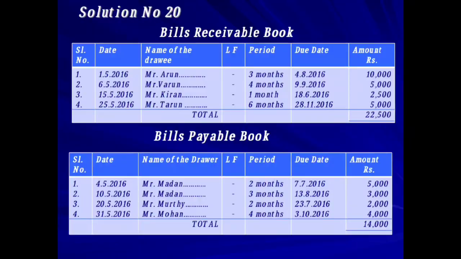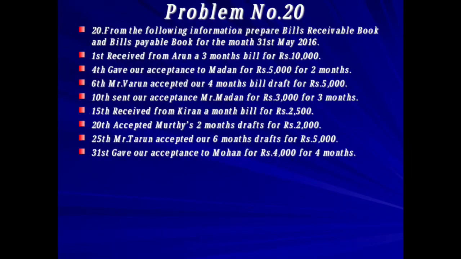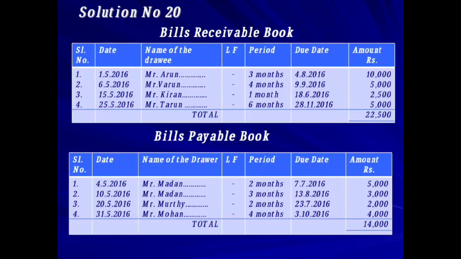So the amount you have to pay is 5,000 rupees. And next, we sent our acceptance to Mr. Madan for rupees 3,000 for 3 months. So we have sent our acceptance to Madan, 3,000, and 3 months duration we are having. So in bills payable it is the second entry, 10/5/2016, Mr. Madan. 3 months duration we are having. The due date we have is 13/8/2016, because if you add 3 months to 5 you will get 8, and 3 grace days for 10, so you'll get 13/8/2016. So the amount we have to pay is 3,000 here.